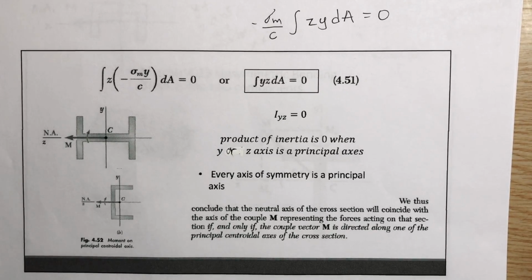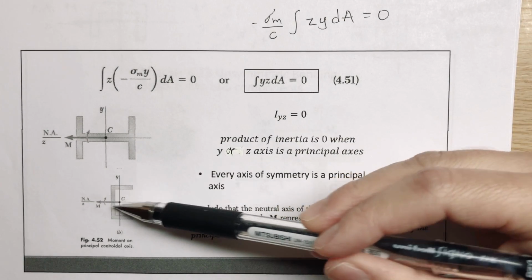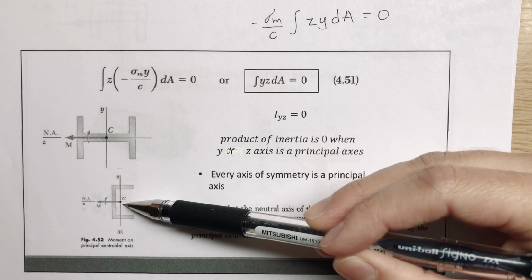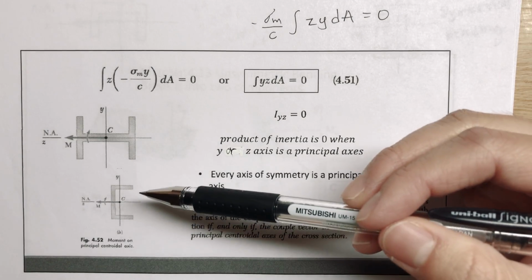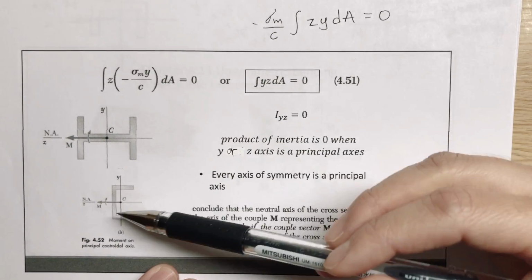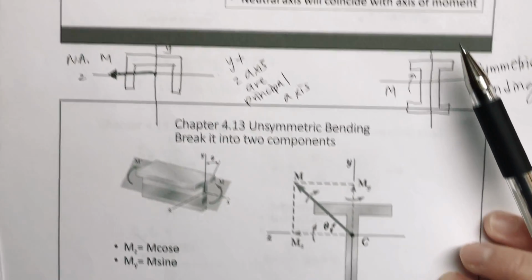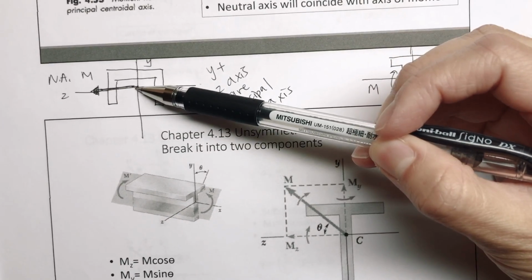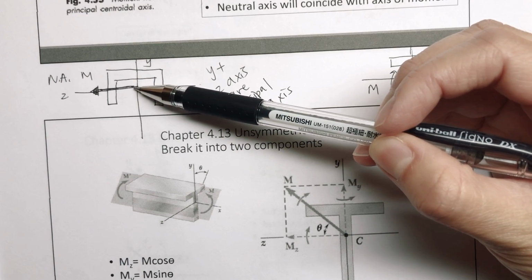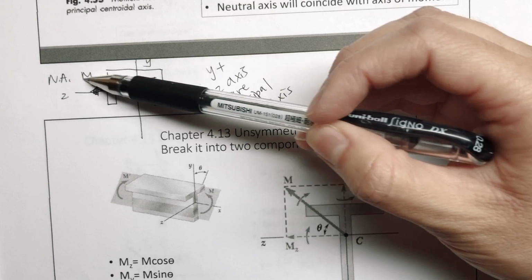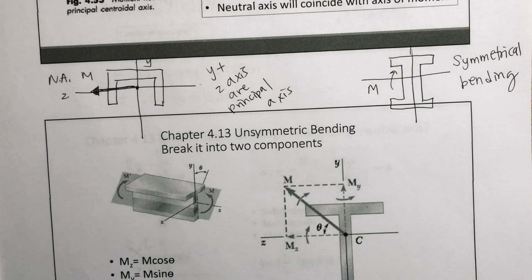Okay, so let me say that again because that's probably confusing to some people. So this moment axis is along a line of symmetry, so you know that this axis is a principal axis for sure. So the neutral axis and the moment are going to coincide. How about here? This is not along a line of symmetry, so you can't be for sure that it's a principal axis, but the fact that these are coinciding tells you that this z-axis is also a principal axis.